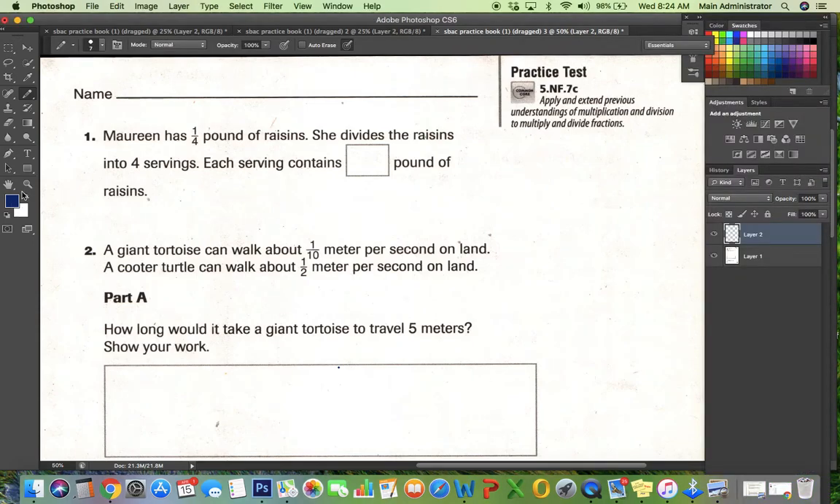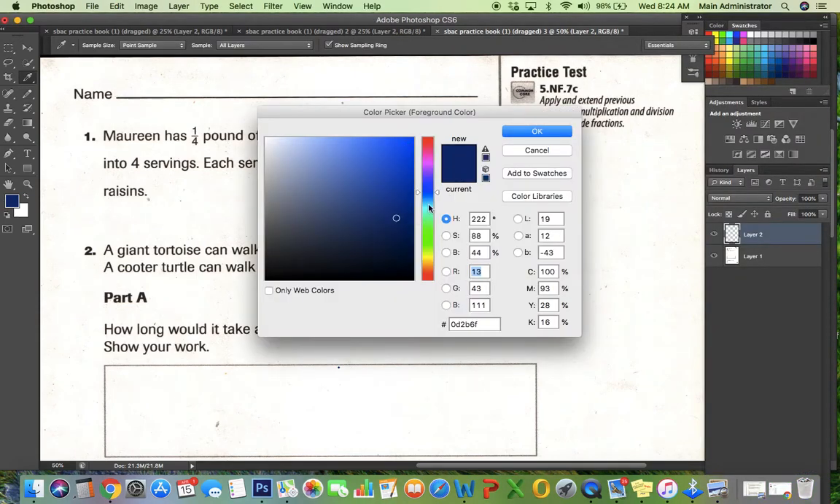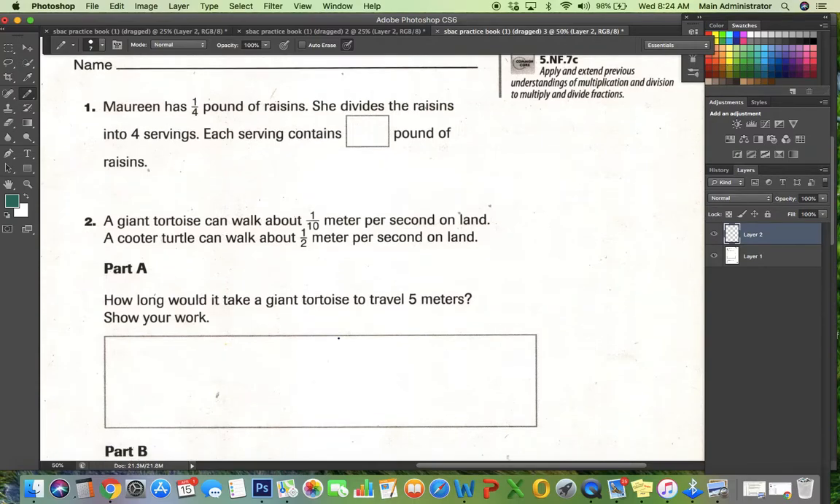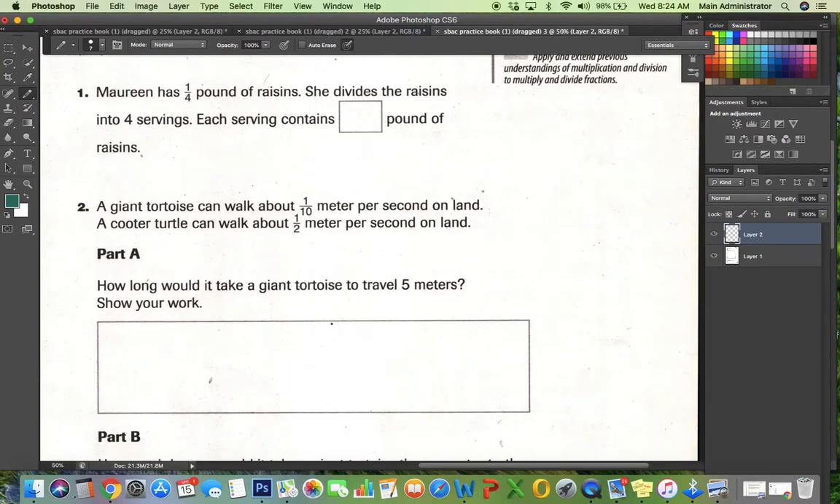We are on SB43, and SB43 is just kind of like the other two pages, SB40, 41, and 42. It's division of fractions. So let's take a look at number 1. Maureen has 1/4 pound of raisins. She divides the raisins into 4 servings.